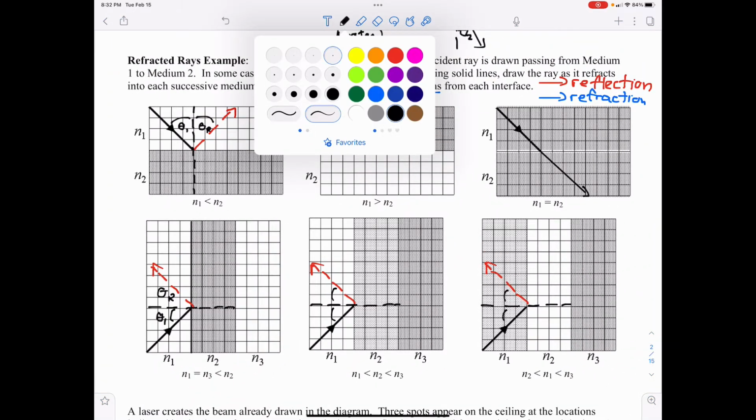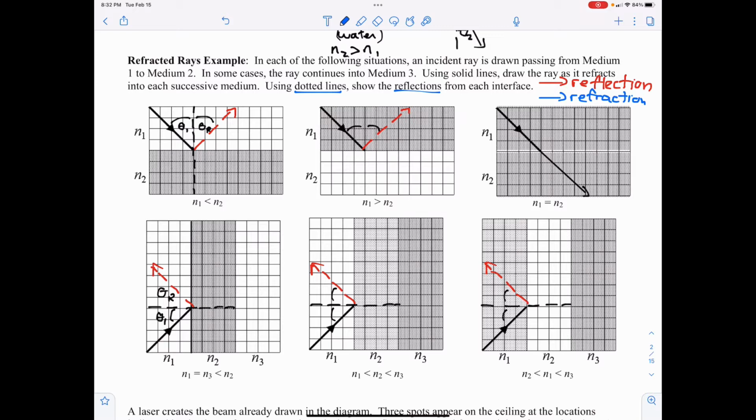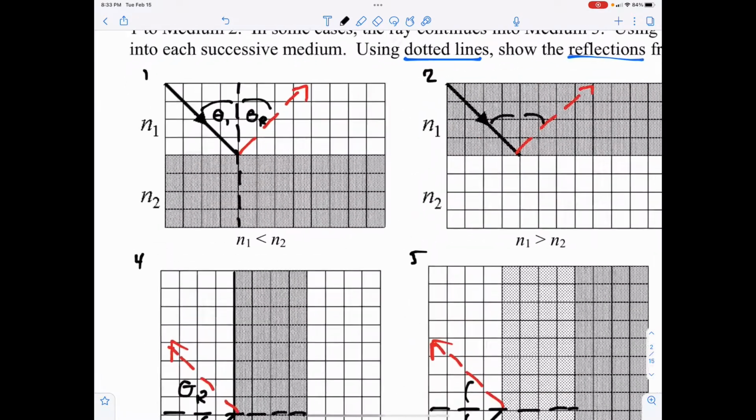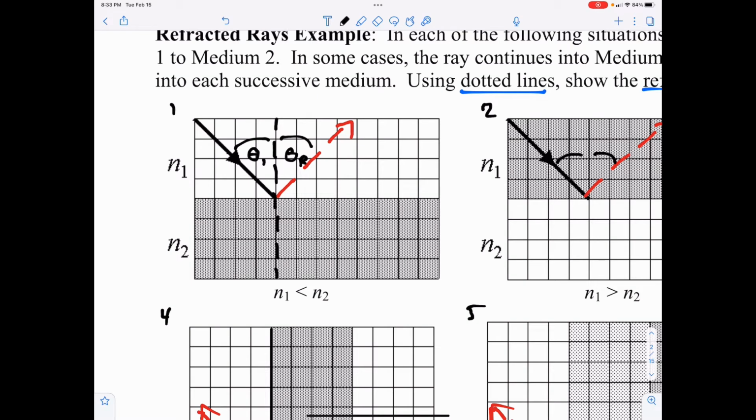Now let's focus on the refractions. The general rule of thumb is the higher the n, the higher the index of refraction, the more light is going to bend towards the normal. So in the case of number 1, I'm going to number these off in case you haven't figured out my numbering system. This is 1, 2, 3, 4, 5, 6. In the case of number 1, you're going from N1 to N2, where N2 is a medium of higher optical density. So you would expect the refracted ray to bend closer to the normal, making theta 2 smaller than theta 1.